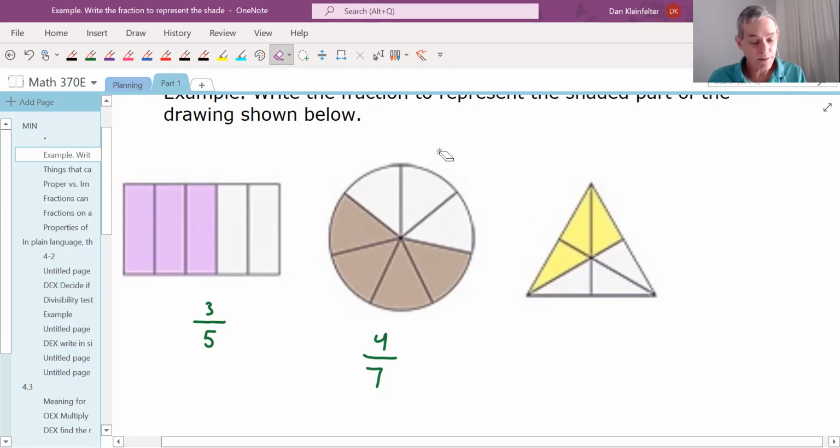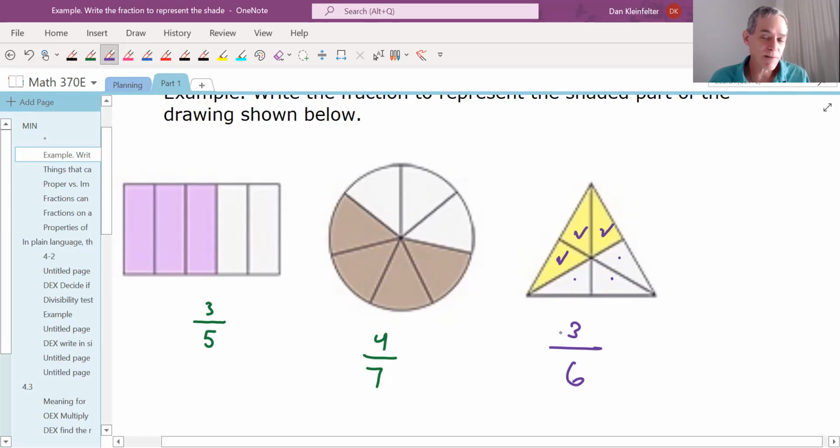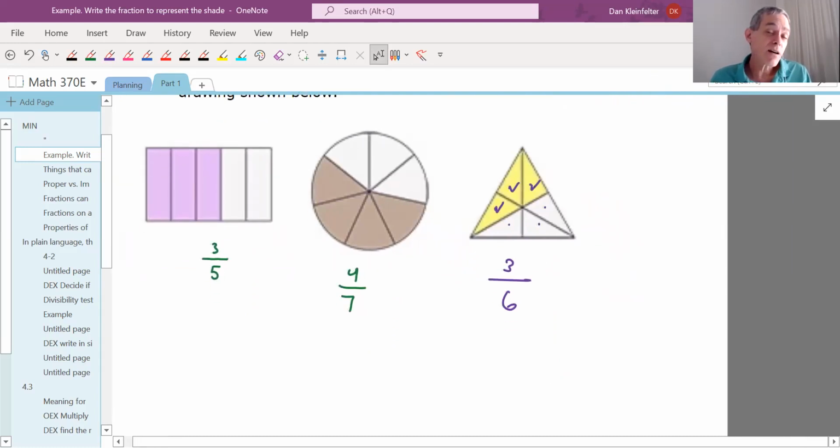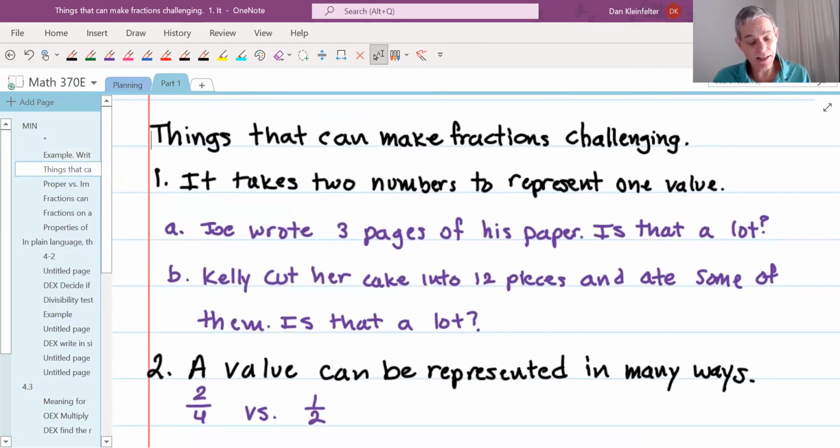Okay, in the triangles here, we've got 1, 2, 3, 4, 5, 6 pieces. There are a total of 6 pieces, out of which 1, 2, or 3 are shaded. So that's 3/6. Okay, by the way, if you look at that and say, okay, well, that reduces to 1/2, you're right, and we'll get there. But for now, we're going to leave that as 3/6 because we're just getting used to the ideas of fractions as a whole. There are a couple of things that can make working with fractions kind of tricky, and so we want to go over those things next.